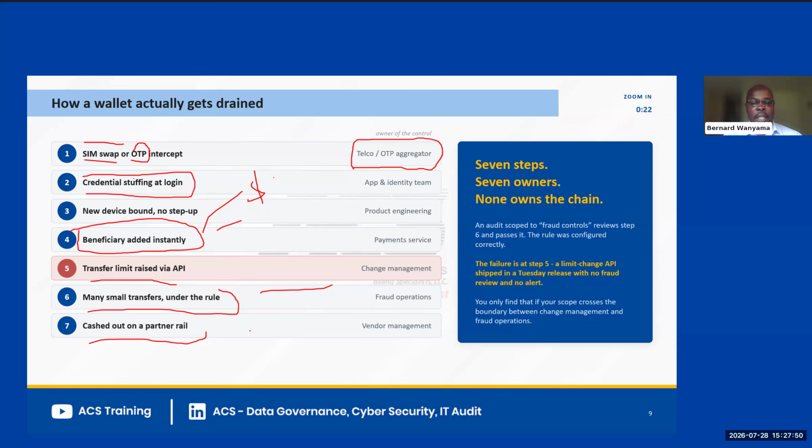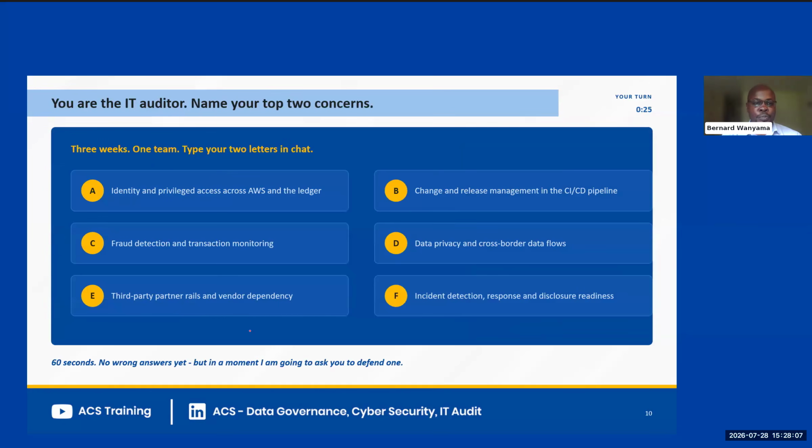We might not be experts at fraud or fraud management, but we must be able to appreciate the risk that this comes with in an IT or a technology environment where the organization is using technology to deliver money transfer or banking services.